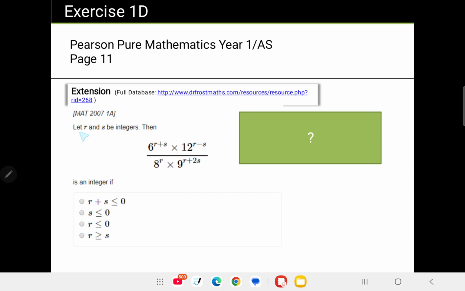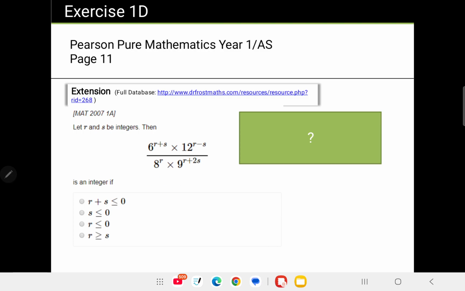Okay, so the next question is: let r and s be integers, then this expression is an integer if one of the conditions holds. So we have to simplify this, and then we can check which condition makes this fraction an integer.